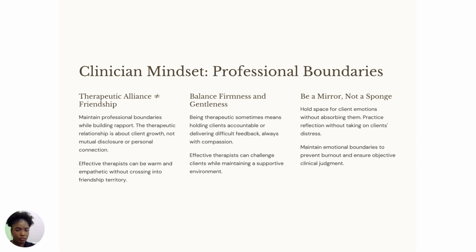Now, this is important. As a therapist, mindset is essential, rapport is essential, but it's not friendship. Never blur those lines. You're not there to be liked by your client. You're there to build trust, safety, and the therapeutic alliance. You can be warm, you can be honest, compassionate without people pleasing. You can hold space without carrying the weight home with you.